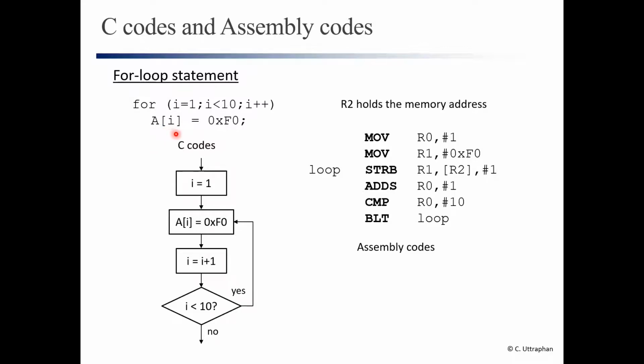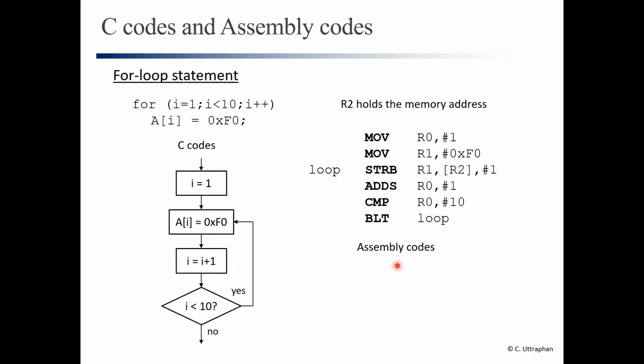This process can be illustrated using this flowchart. We can see that I starts from 1, and if I is still less than 10, the process here, assigning F0 to A[I] and I equals I plus 1, continues, until I is not less than 10 anymore.